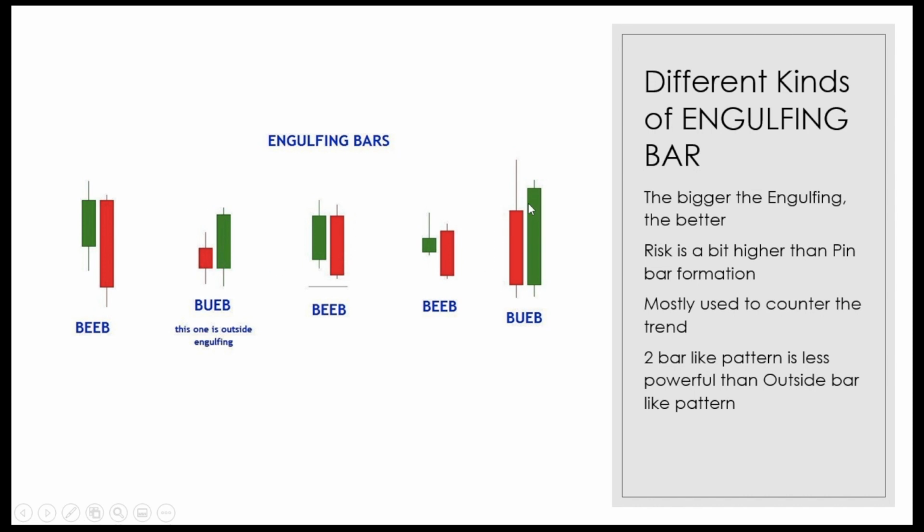If it is quite the same as the previous bar, or only 20% bigger, it is not expected to work, because it doesn't quite get over the previous momentum. So the bigger the engulfing bar than the previous bar, the better chance you have to make a profit with this bar pattern.